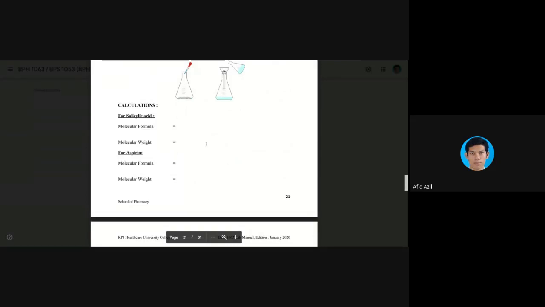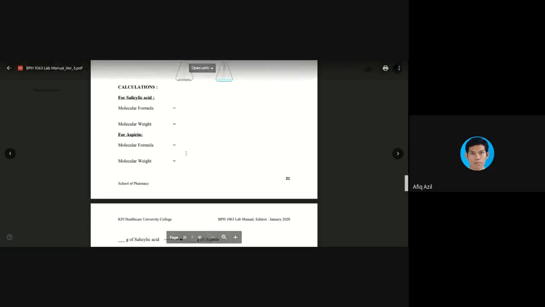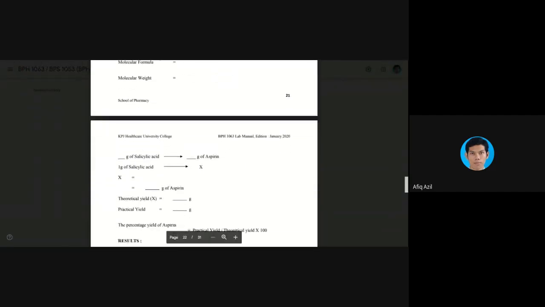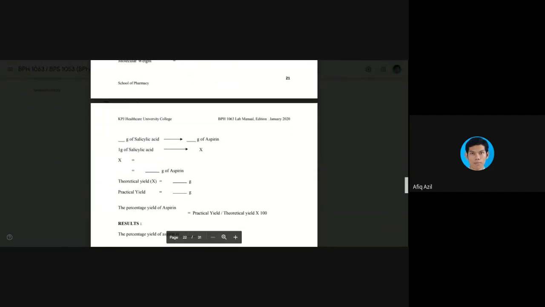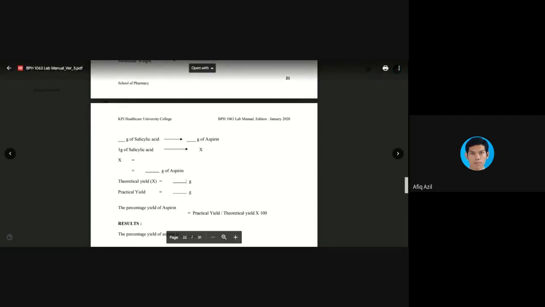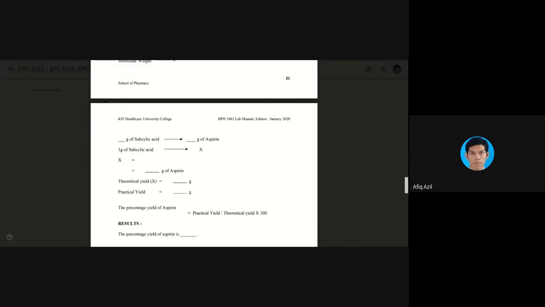Okay, and then another 2 pieces of information that you need before you can start your calculation for the yield are the actual weight of salicylic acid used, and also the weight of the final product. Okay, the rest can be obtained, like the molecular formula for salicylic acid, this one you can find. The molecular formula for aspirin you can also find. That will be converted so that you obtain your theoretical yield.